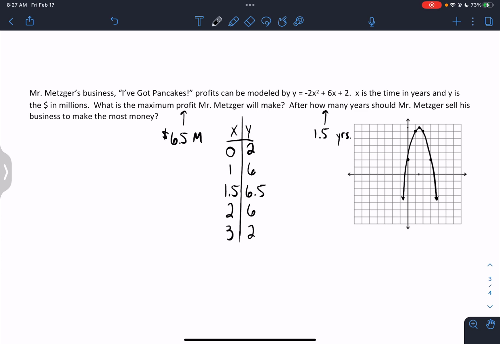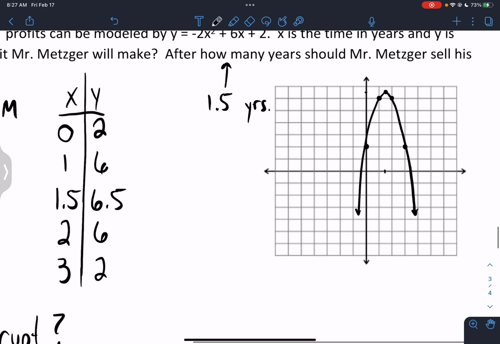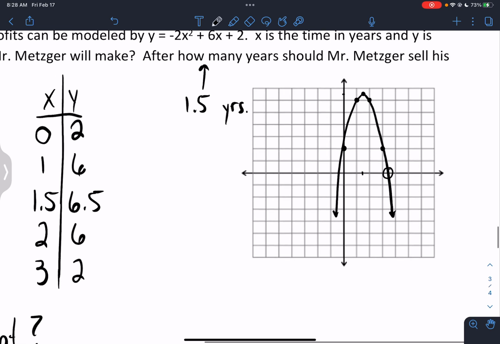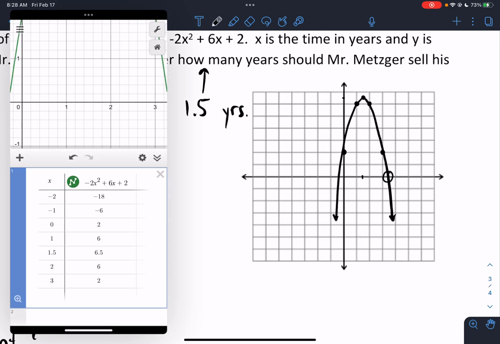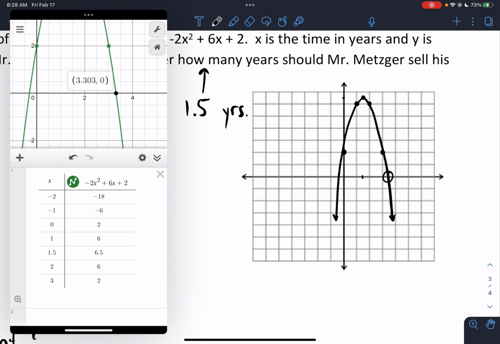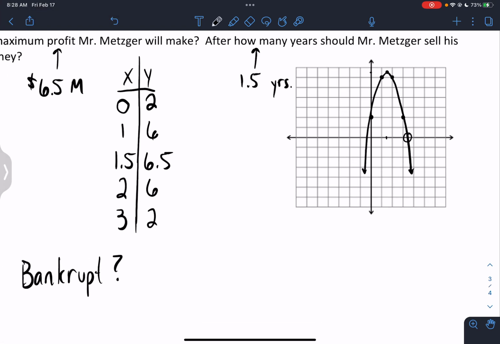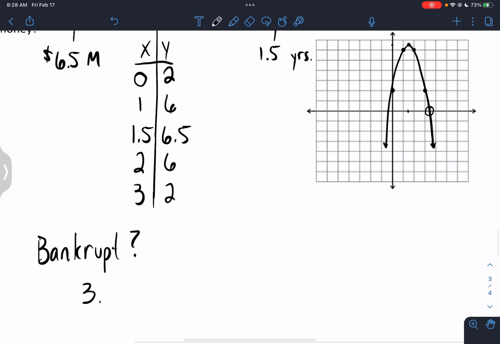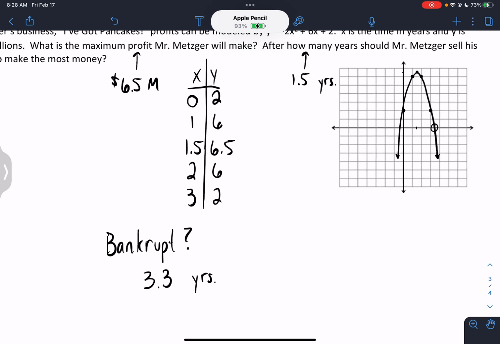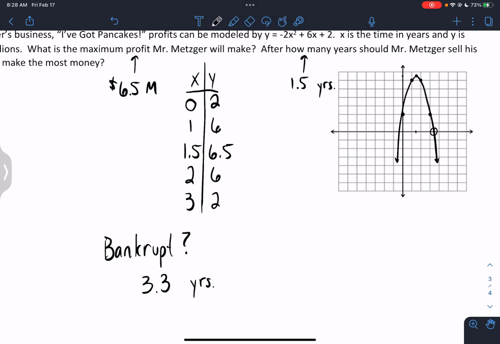If I were to ask the question, when do I go bankrupt? When I go bankrupt is when I end up having zero money. It's going to be right there where my money is zero. I can use Desmos to find out exactly what that value is. It's 3.3. So I would know that after 3.3 years I end up going bankrupt. I have zero money left. So I better sell that thing at 1.5 years to make the most money that I can.